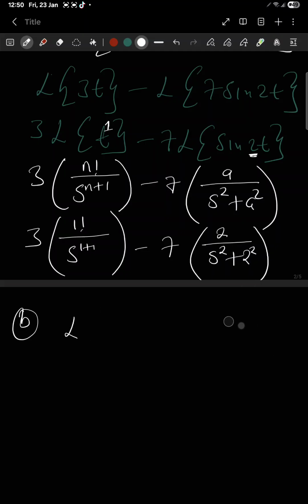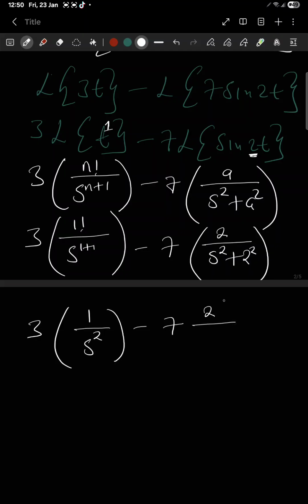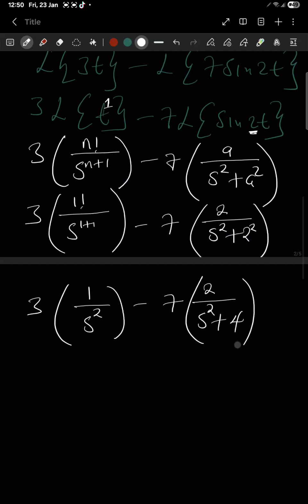All right. So now after you've done that, what you can simply do is you say 3 open, what is 1 factorial on top there? 1 factorial is 1 over s to the power 1 plus 1 is s squared. Then minus 7, here you have 2 over, or we can simply multiply that if we want, or you can just leave it like the way it is, which is 2 over s squared plus 2 squared is a 4, like that.